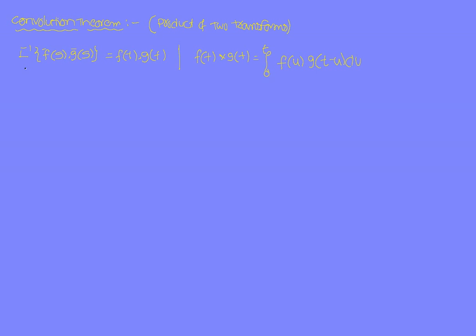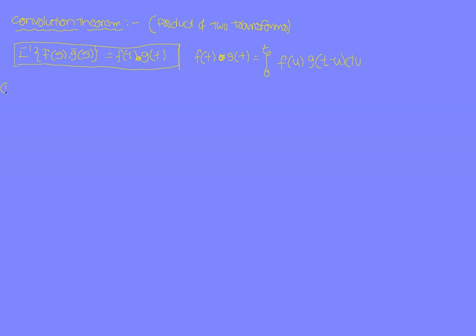So the convolution theorem statement is nothing but the L inverse of f bar of s into g bar of s is equal to f of t convolved with g of t. The product f of t into g of t is nothing but the integral 0 to t of f of u into g of t minus u du. So let us consider one problem, the first problem.